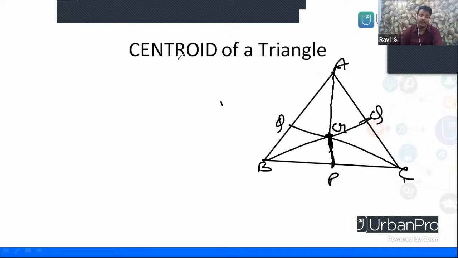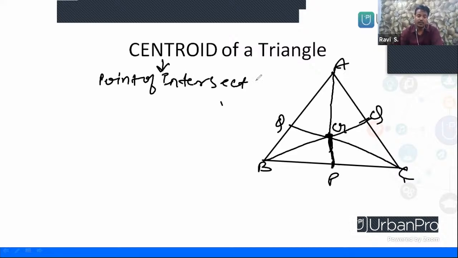Okay, so the centroid is the point of intersection of medians. Okay, guys, it is the point of intersection of medians.